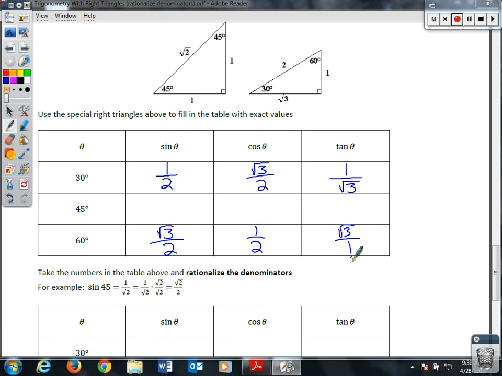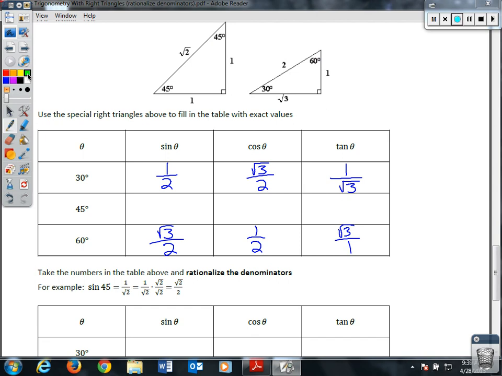Now let's take a moment to look at those. First of all, you may notice that for sine and cosine, they're switched. The sine of 30 is the same thing as the cosine of 60. The cosine of 30 is the same thing as the sine of 60, and the tangents are reciprocals of each other. That's just because we're talking about the two acute angles in a right triangle, and these by necessity have to be complementary.